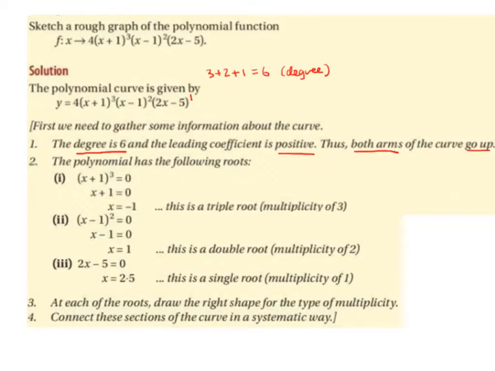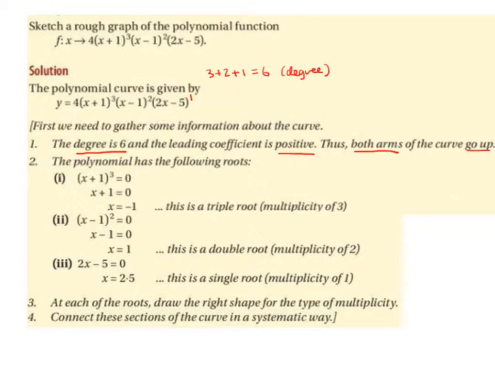So let's start with (x plus 1) cubed. The polynomial has the following roots. (x plus 1) cubed is equal to 0. So x plus 1 is going to be equal to the cube root of 0, which is just 0. So x is equal to minus 1. So this is a triple root. It has a multiplicity of 3 because it was to the power of 3.